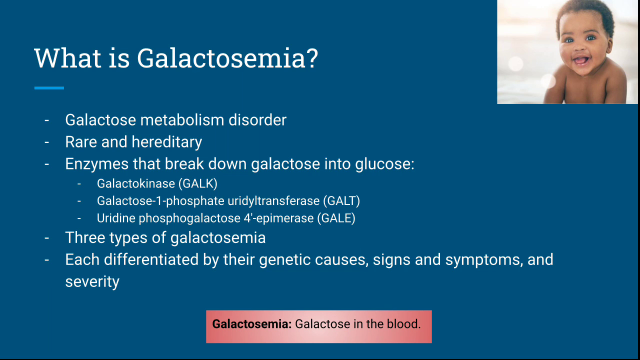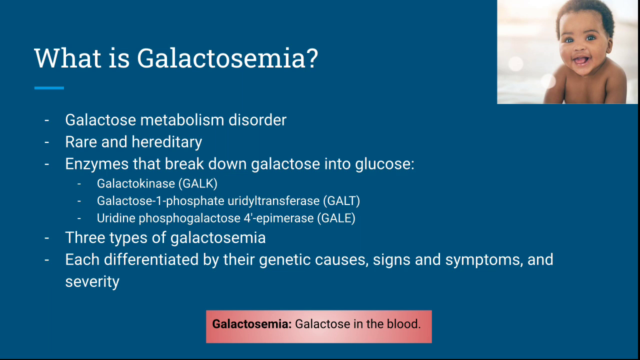There are three types of galactosemia, each differentiated by their genetic causes, signs and symptoms, and severity. You might wonder what the three types are, what causes them, and how they're inherited, and that will be in our next slide. Fun fact, galactosemia means galactose in the blood.